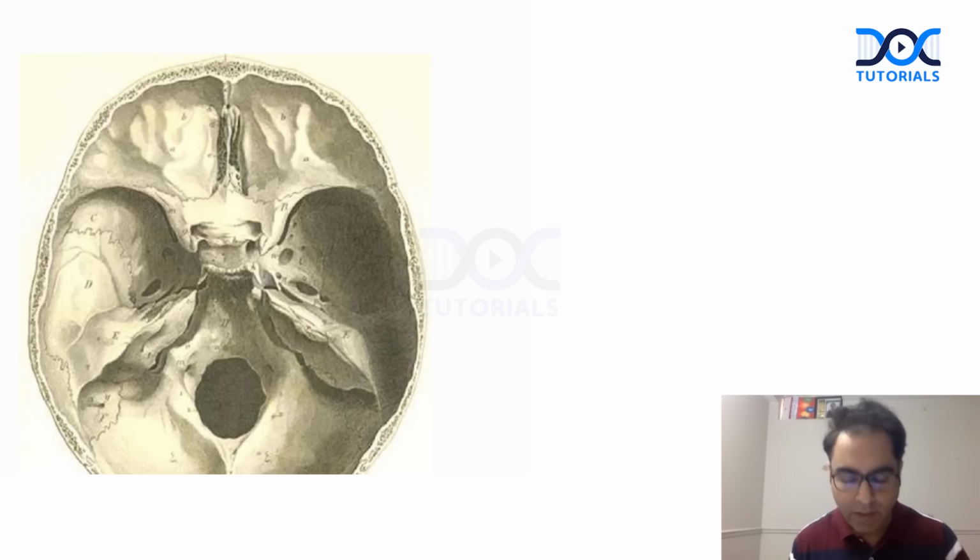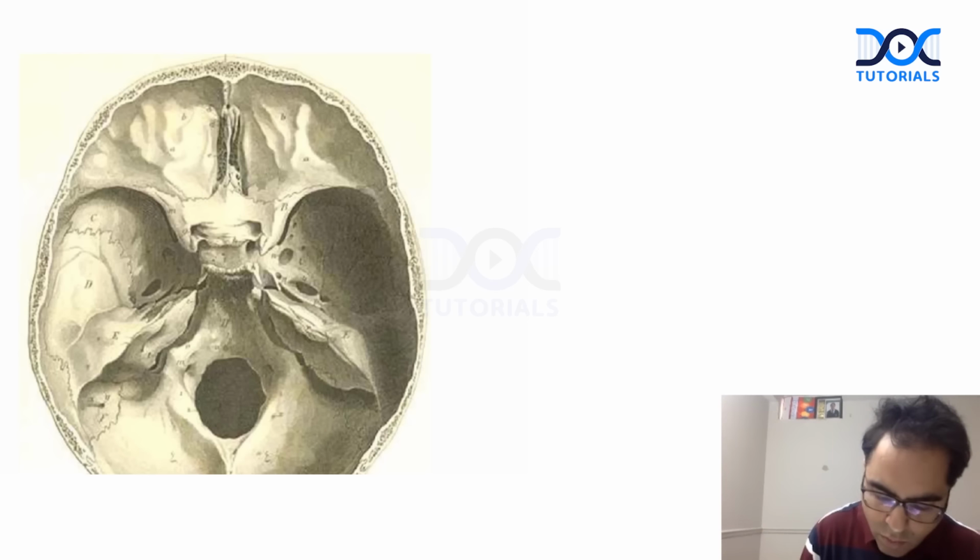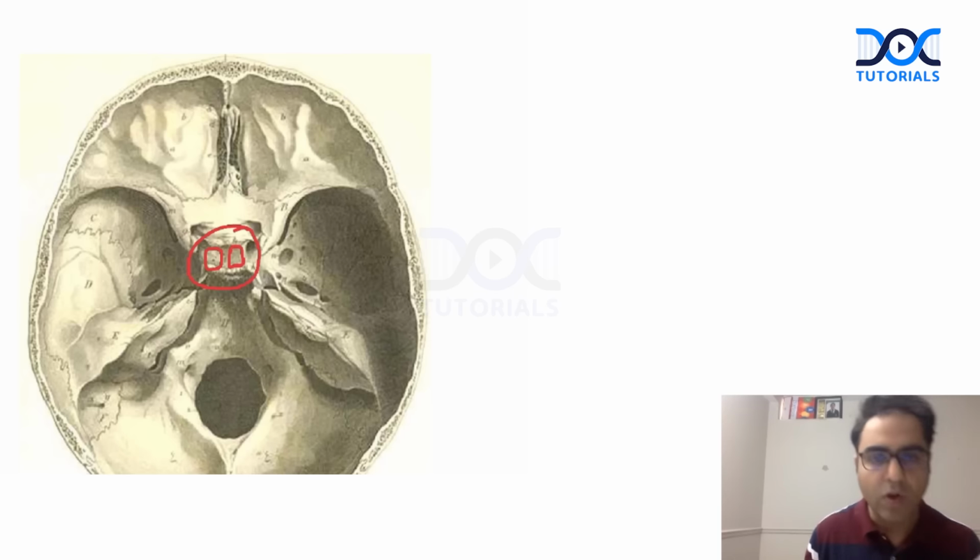Advanced question can come. Where is the sphenoid sinus? It lies in the body of the sphenoid bone. Where is the body of the sphenoid bone? This is the body of the sphenoid bone. In this area, there are two chambers, hollow cavities, which are the sphenoid sinuses.